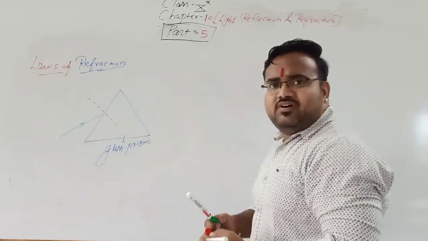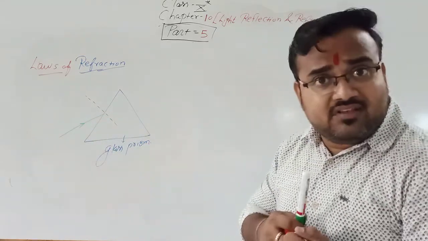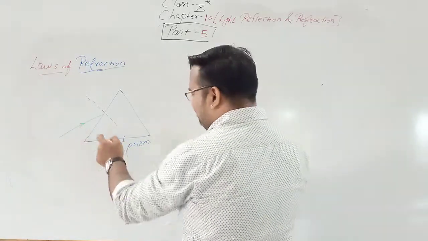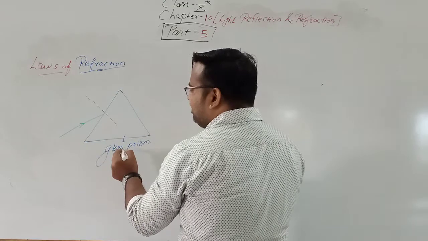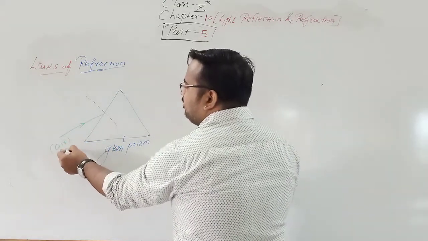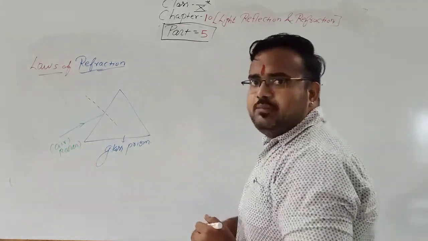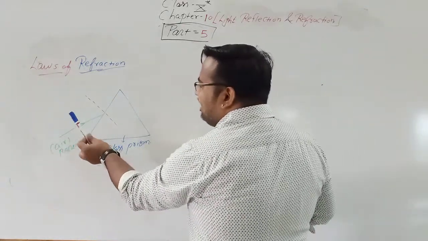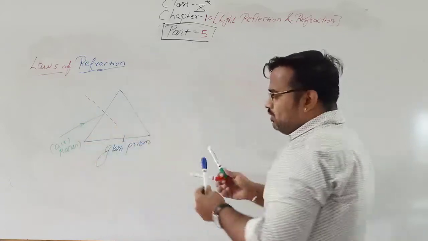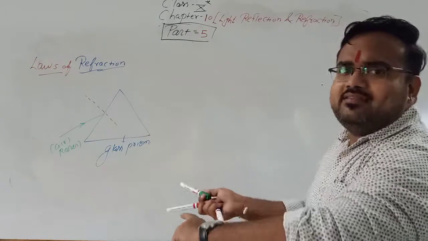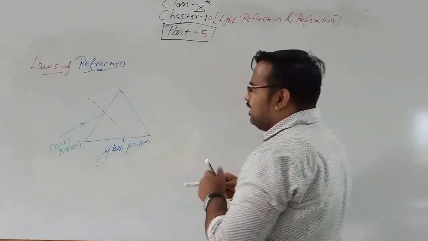Now what does our first law say? Our first law says that if the incident ray travels from rarer to denser medium, see, this is glass medium and here air is present. So air is the rarer medium. Clear? If the incident ray travels from rarer to denser medium, then what happens?